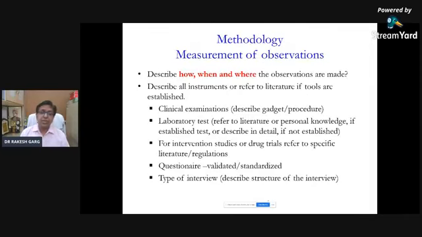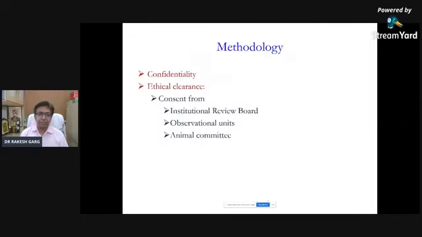You should also mention how, when, and where the observations should be made. For example, you say patients will be looked at for pain management in the post-operative period. So you should be clear that in the post-operative anesthesia ward for the first 24 hours, patients will be monitored and pain will be measured or observed using the NRS scale hourly or 2 hourly. So this description must be there in the method section, and the same would be applicable for clinical examinations, laboratory tests, or a questionnaire or interview.